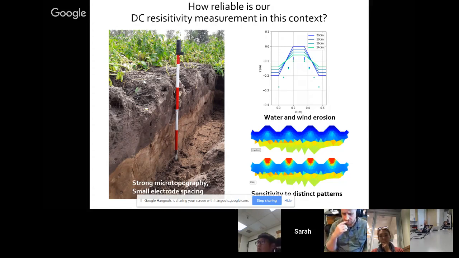But in each furrow, which is about 40 centimeters wide, right, from trough to trough? And then you've got electrodes sort of every 5 to 10 centimeters. Yeah.